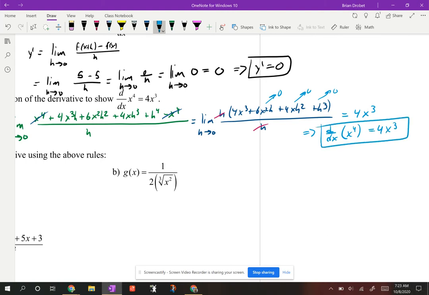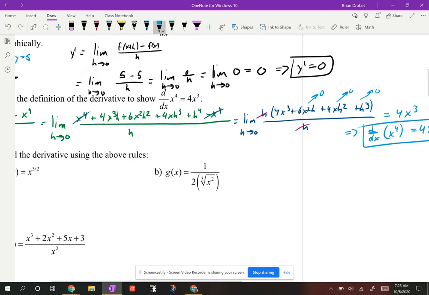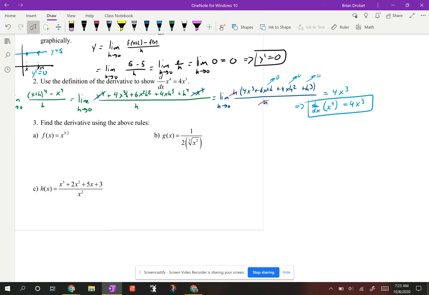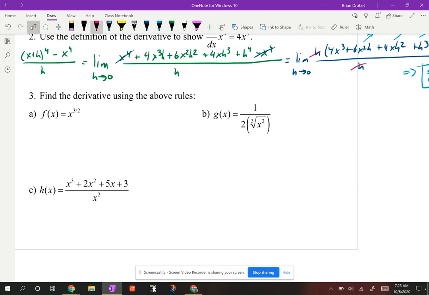So, not a generic proof of the power rule, but a specific one that shows the rule is true. It's a lot easier to just bring the 4 down and make it a 3 as opposed to going through that process every time. All right, so let's find a couple derivatives using the rules. This is simply a power function. So I can find this derivative by just bringing the exponent down and subtracting 1 from the previous exponent. So my f prime here will be 3/2 x to the 1/2.